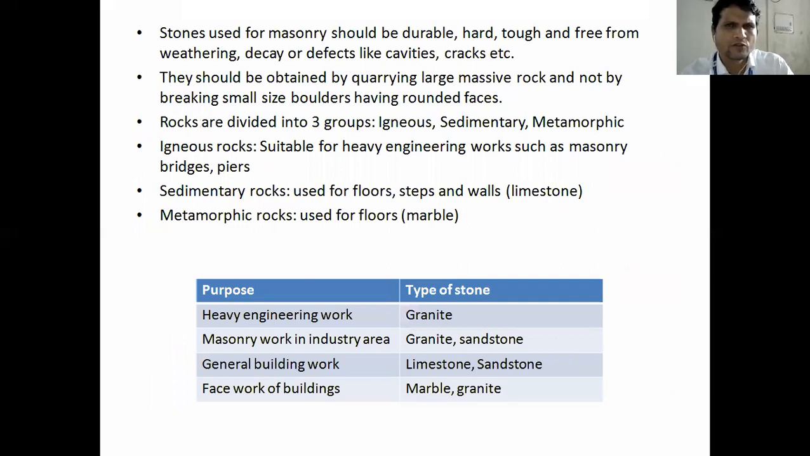Different types of stones are used in these types of masonry: granite, sandstone, limestone, marble. According to the purpose of the masonry, we use different types of rocks. Igneous rocks, sedimentary rocks, and metamorphic rocks are all used. Igneous rocks are used for heavy works where strength is required. Sedimentary rocks are generally used for building walls or floorings. An example of metamorphic rock is marble, which is also used on flooring.